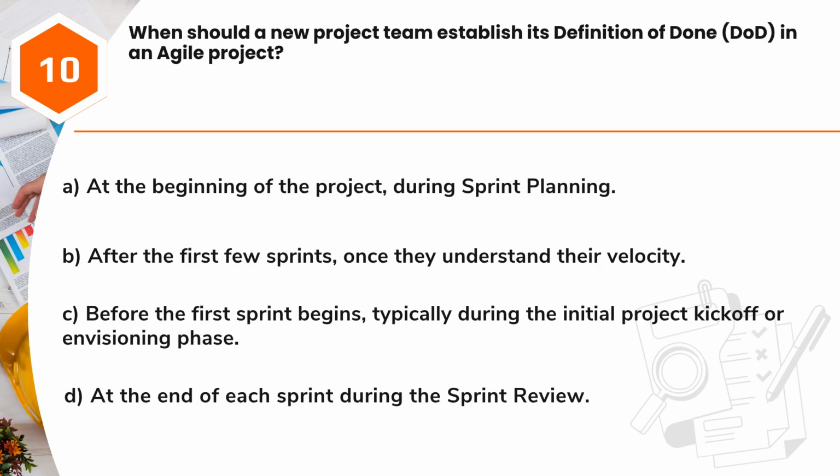Question 10. When should a new project team establish its definition of done, DoD, in an Agile project? A. At the beginning of the project, during sprint planning. B. After the first few sprints, once they understand their velocity. C. Before the first sprint begins, typically during the initial project kickoff or envisioning phase. D. At the end of each sprint during the sprint review.